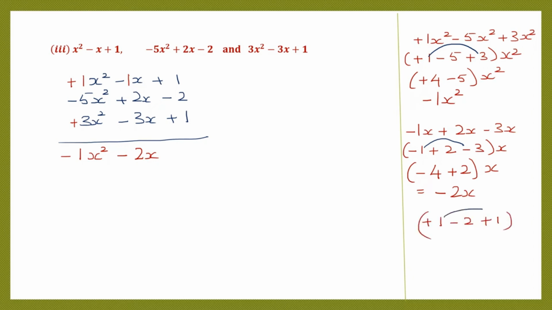Add up the numbers with the same sign. So I have plus 2 minus 2. Plus 2 minus 2 is 0. So here it is 0. So my answer will simply be minus 1x square minus 2x. This is my final answer.